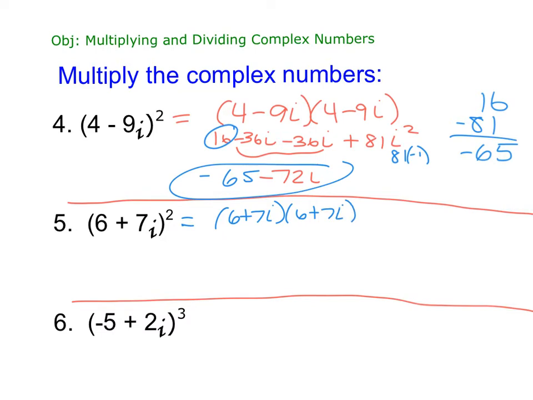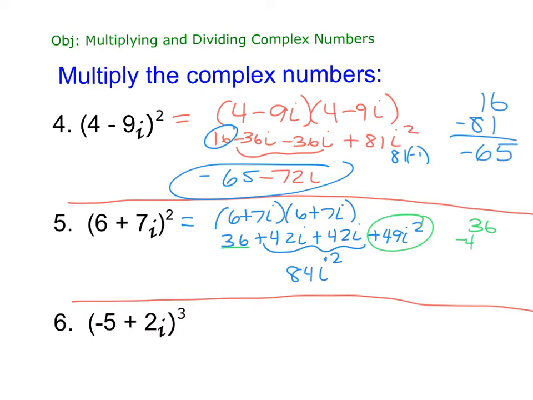Again, just FOIL it out. 36, 42i, 42i, 49i squared. Now, I'm sure there is some kind of trick to memorizing how to do them if they're squared, but I just think that that's wasted memorization. 36, this becomes negative 49, 49 times negative 1, which gives us negative 13.